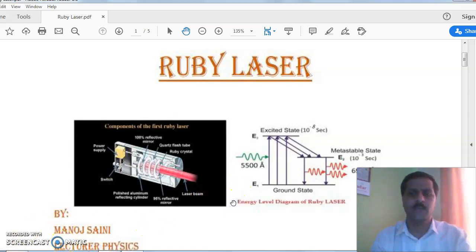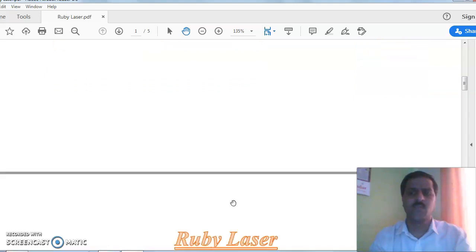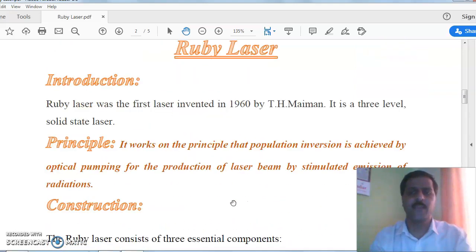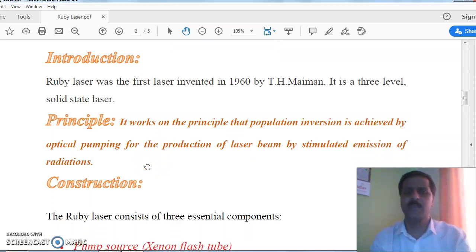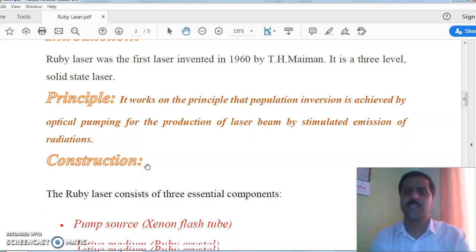Ruby laser was the first laser device invented in the year 1960 by T.H. Maiman. It is a three-level solid-state laser which works on the principle that population inversion is achieved by optical pumping for the production of laser beam by stimulated emission of radiation.